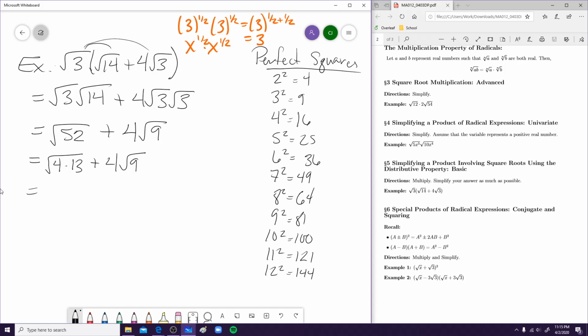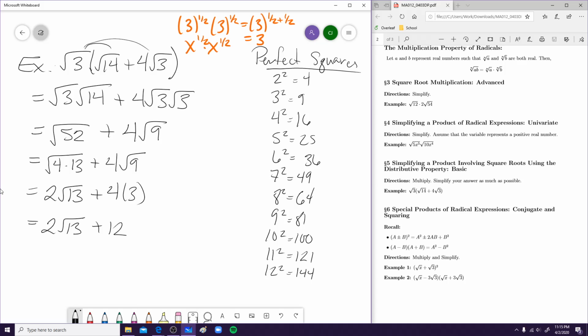For the square root of 4 times 13, what is that? That is 2 times the square root of 13. I used the multiplication property, broke it up, and the square root of 4 is 2. And then looking at 4 square root of 9, that is 4 times 3, which is 12. So this is 2 square root of 13 plus 12.